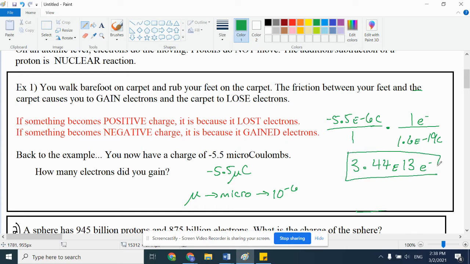Is that a lot? Not really. Would you notice the gain in mass? Absolutely not.